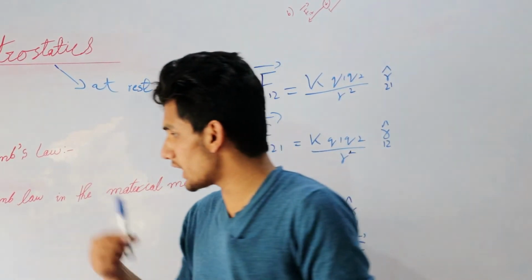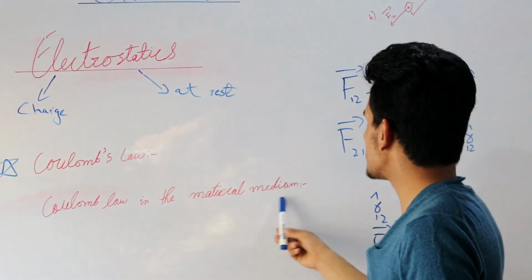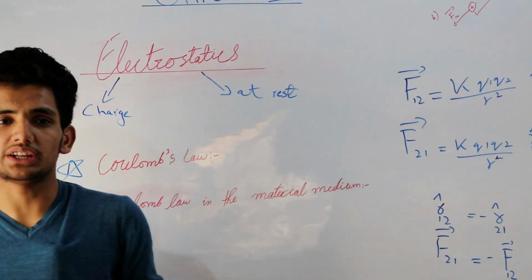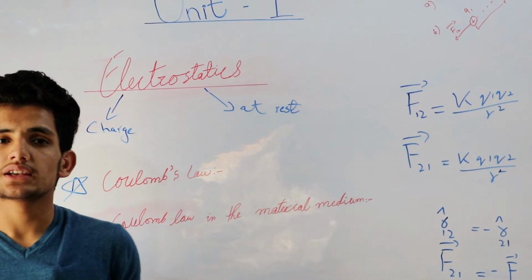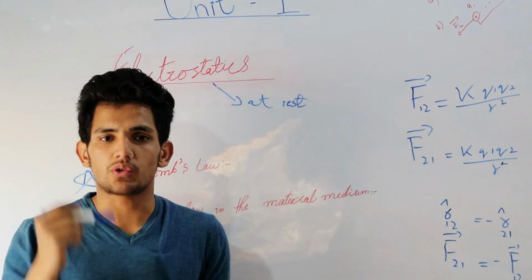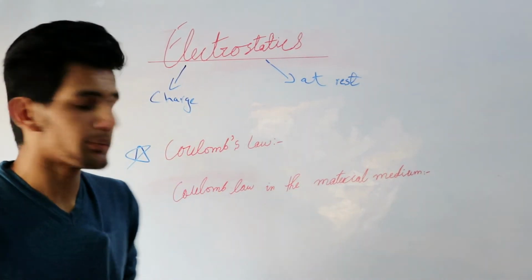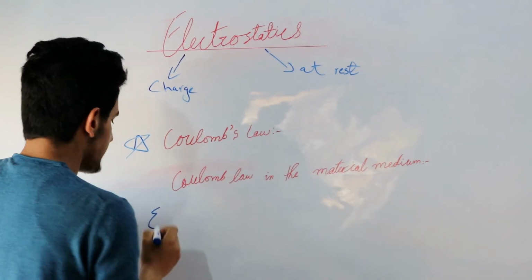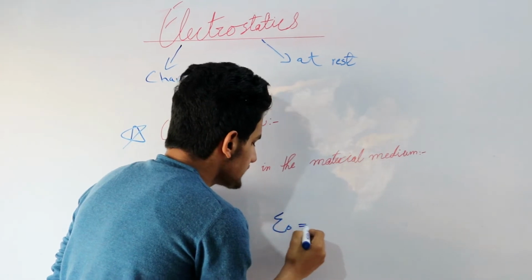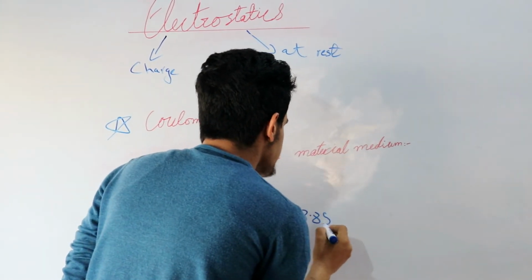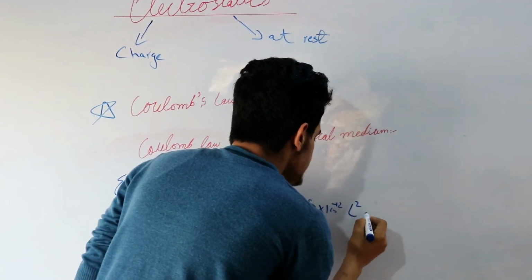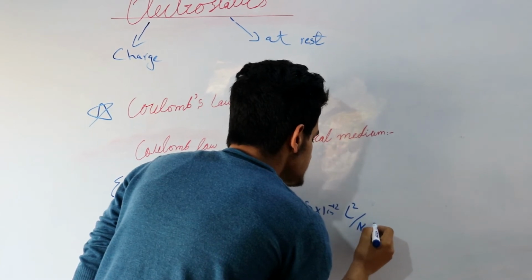Now moving forward toward our next topic, Coulomb's law in the material medium. First of all, I will explain the definition of permittivity. Permittivity is defined as the property of a medium which affects the magnitude of the electrostatic force. We denote permittivity by the symbol epsilon, and its value in a vacuum is epsilon naught equal to 8.85 times 10 raised to power minus 12 Coulomb square divided by Newton meter square.